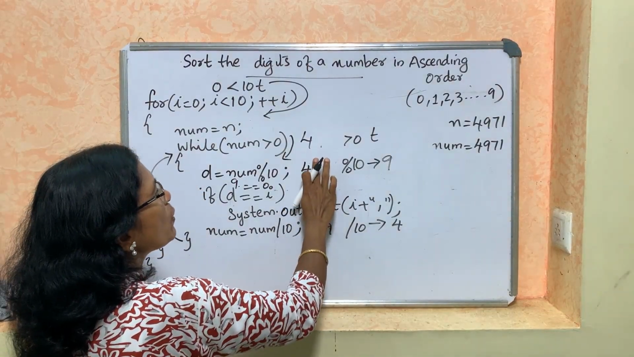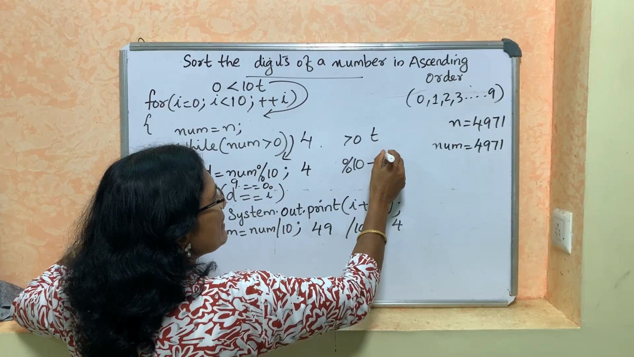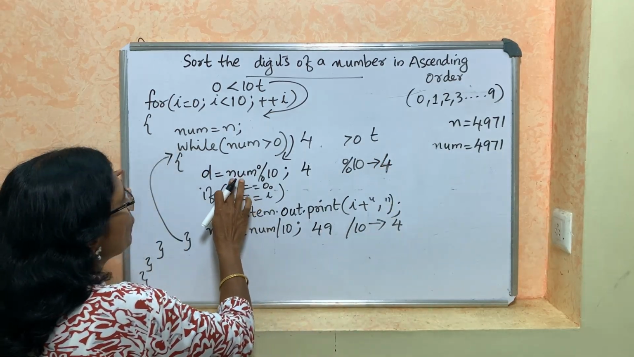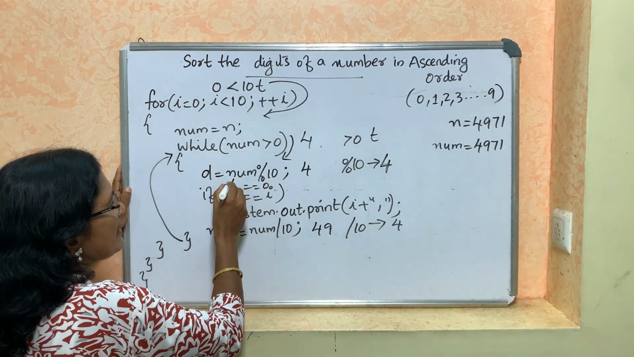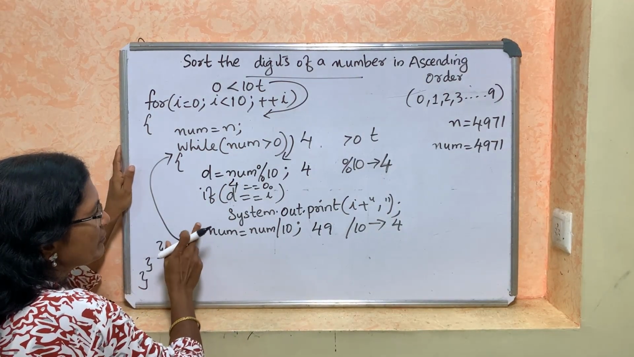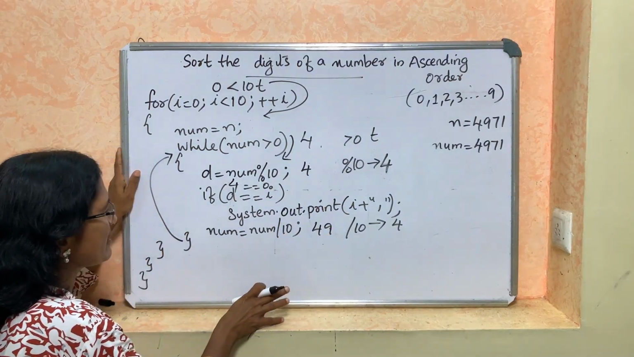Digit is equal to 4 modulus 10. 4 modulus 10 will give you the first digit of the number, that is 4. D is equal to 4. Now the comparison is done. 4 is equal to 0? No, the condition is evaluated to false. So the System.out.print command will not be executed.